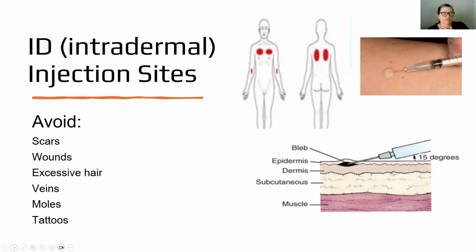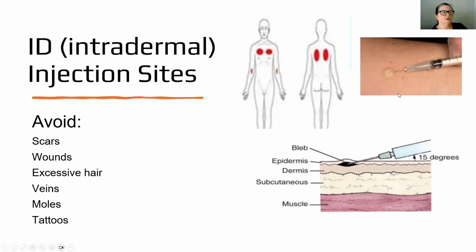You can do these on the inner forearm, so right here. Okay. If for some reason you can't use their forearms or they don't have forearms for some reason, an amputee, you can do it on the back, right near the shoulder blades, or even up on the chest here.